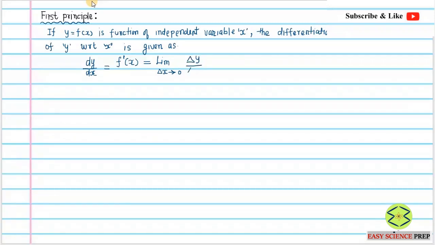This can be further simplified as the limit delta x tends to 0. What is change in y? That is the final value of y, that is f of x plus delta x, minus the initial value of y, f of x, divided by delta x. So this particular definition is called the rule of first principle.